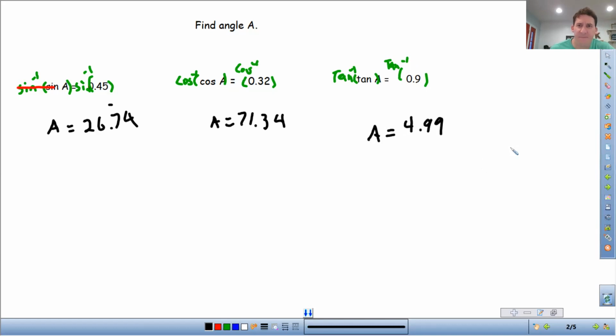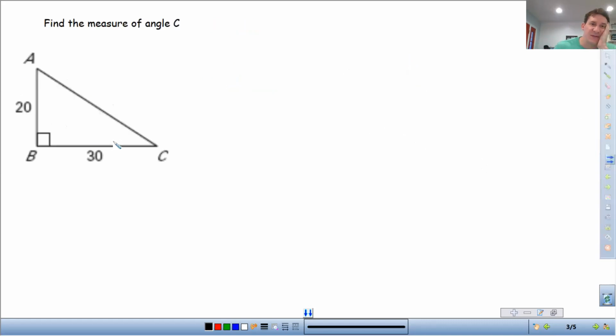So how do we use that in a problem? Find the measure of angle C. So here is angle C. The first thing I'm going to do is label the side lengths in relation to angle C. This longest side here is the hypotenuse. The side across from the angle, make an eyeball. The eyeball is looking at the opposite side. And then here we have the adjacent side.